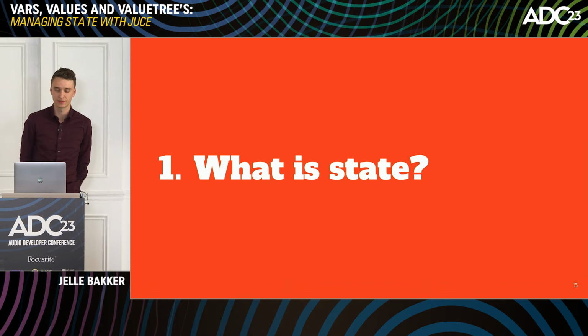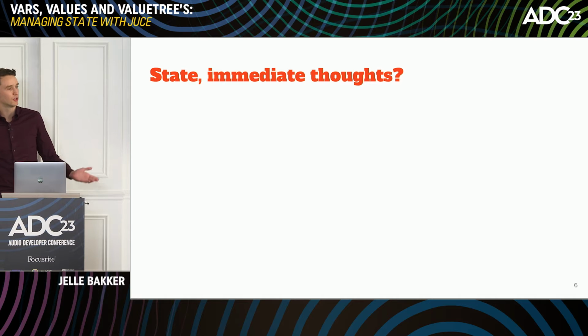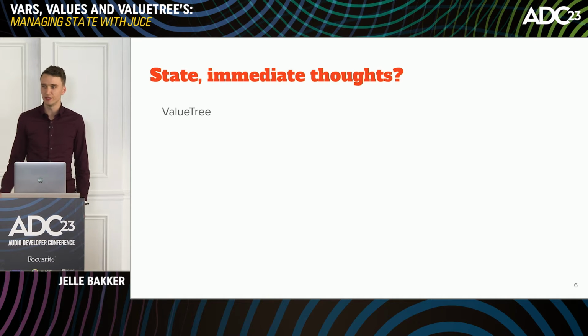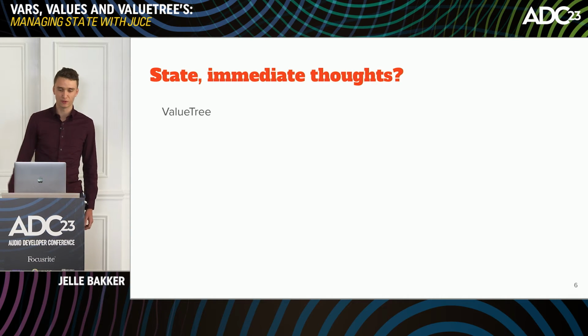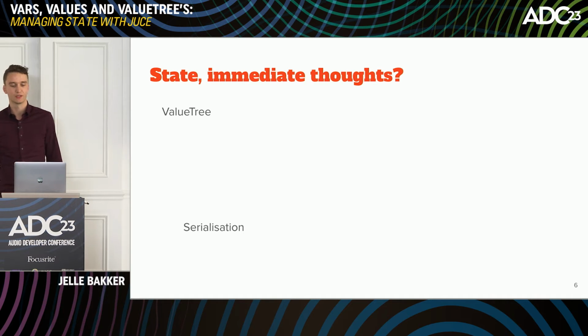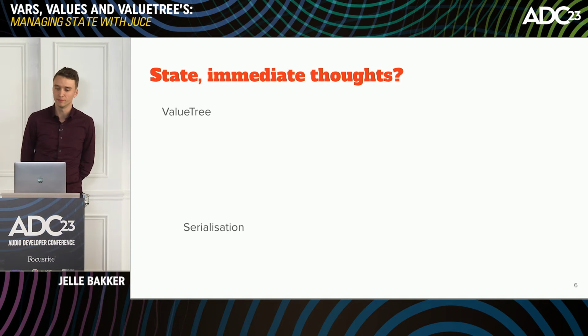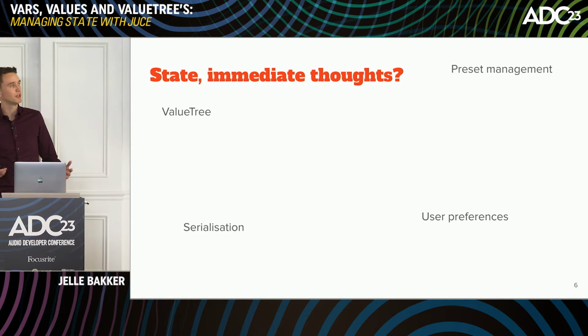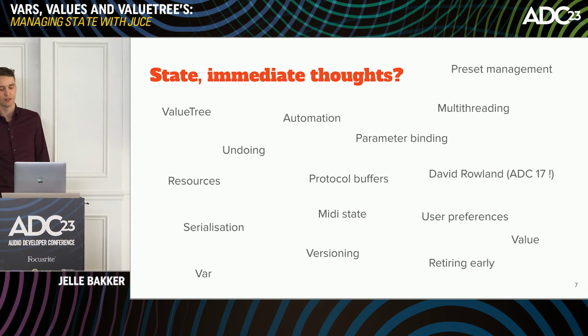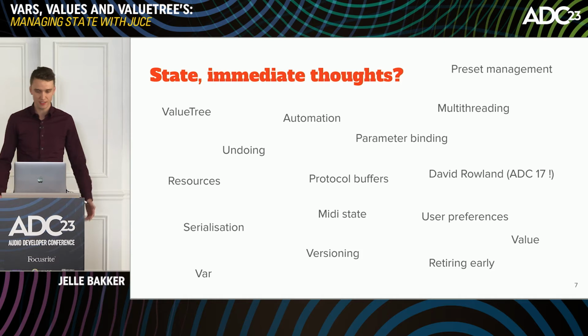So what is state? So when you think about state, what might come to mind? Well, maybe indeed the ValueTree. Maybe you've used it before, or maybe it's new to you. Maybe you think about serialization, which is, we have to do that. Maybe you think about preset management, user preferences. So there are many things that could come to mind when I think about state management. But before we really dive into all these individual things, we first have to define what state really is.